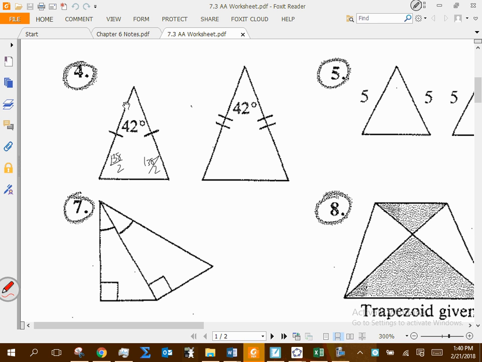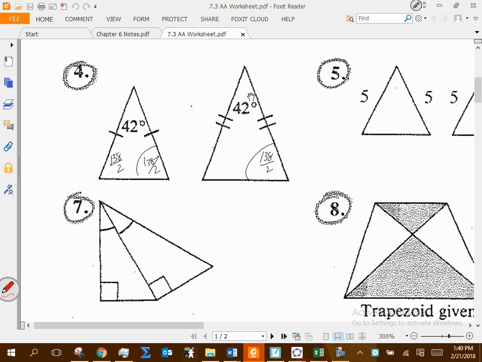Okay? That's not enough, though, to say that these are similar. We need to be able to compare angles from this triangle over to this triangle. So is this angle here also 138 over 2? Yes. So now we have an angle over here congruent to an angle over here. 42 congruent to 42. We have angle.